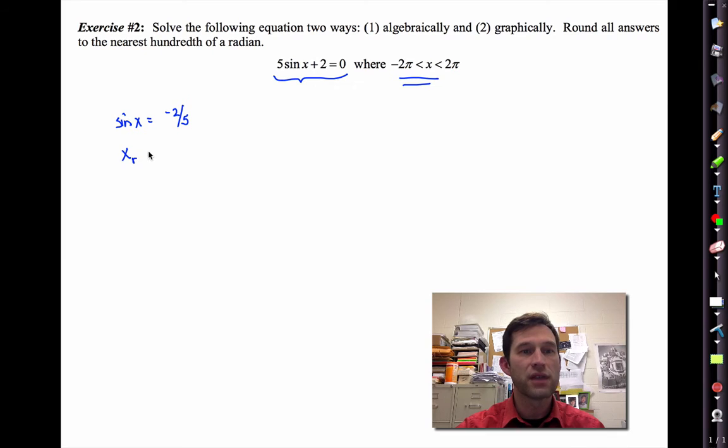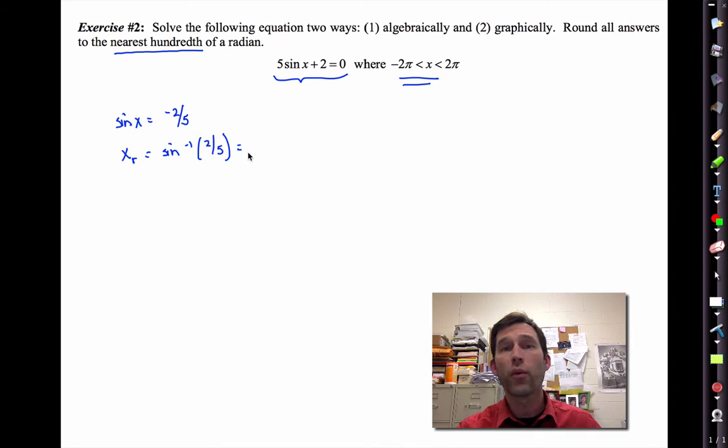Now what I'd like to do is get a reference angle, an angle between 0 and pi over 2 that has a sine of positive 2/5. This is definitely something that we have to do on our calculator. And if we want it to be accurate, when they say round our final answer to the nearest hundredth of the radian, we would want to round this 1 decimal place further. According to my answers, that's 0.412. Okay, that's our reference. I know it's weird. I know it's not in terms of pi.